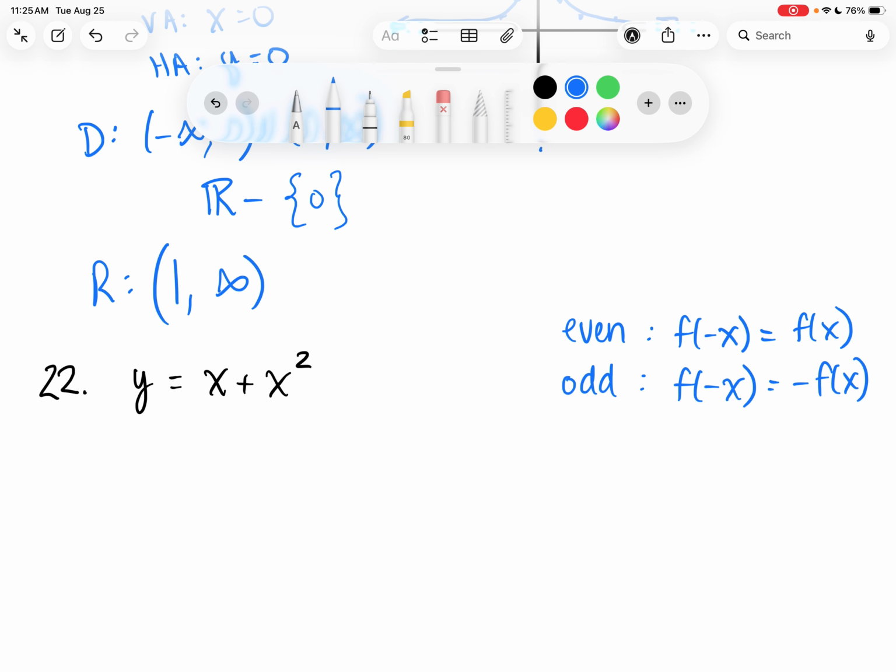So with this problem, I'm going to say f of negative x. So I'm going to put a negative x everywhere. So I've got negative x plus negative x squared. What I want to see is not that it has to come out positive or negative, but that it comes out with either the same sign I started with or the opposite sign for it to be either even or odd. In this case, this was obviously just an x. Now it's negative x. And then over here, negative x squared is positive x squared. So now one is negative, one is positive. So that means that this is neither.